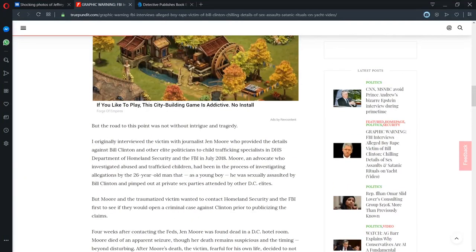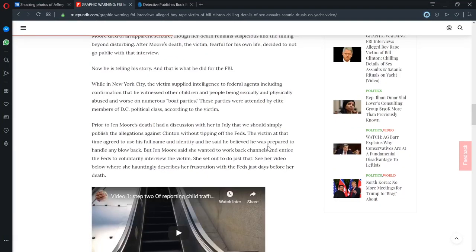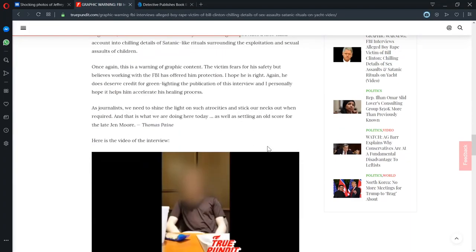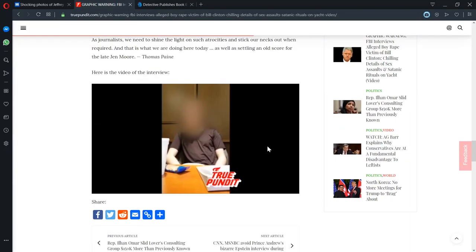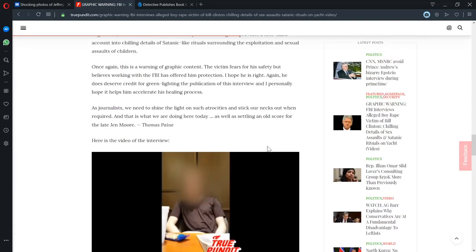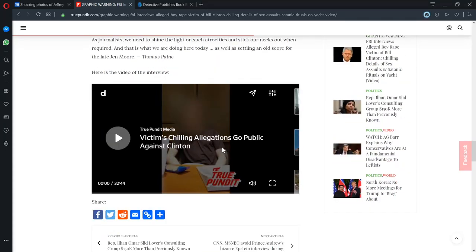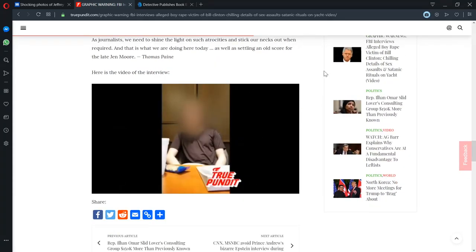And what he's saying here, basically he's presenting a video from a whistleblower, an alleged victim of sexual assault as a child, who says he's going to go to the FBI, and at that time, a year ago, he was talking with a reporter called Jen Moore, who actually died a couple of weeks after this, from a seizure, and they were very suspicious of what caused that death. So what he actually says in here, it's a half hour video, I'll link it in the description so you can watch it.